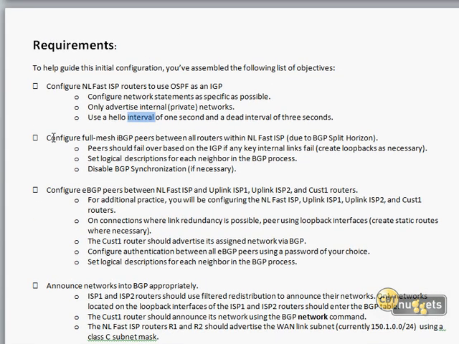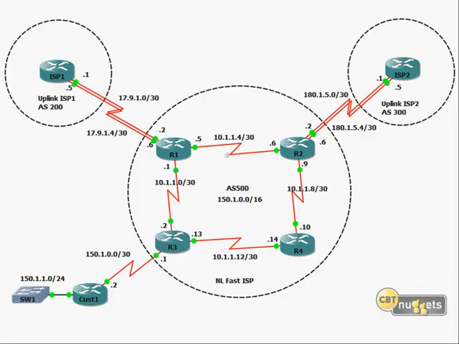So second objective, we now have it saying configure full mesh iBGP peers between all routers within the Nugget Labs Fast ISP due to BGP split horizon. Now remember, we talked about this last Nugget and the Nugget before, so I'll hit it fast this time. The BGP split horizon says when you receive a route via iBGP, you are no longer able to send it to another router who's an iBGP peer.